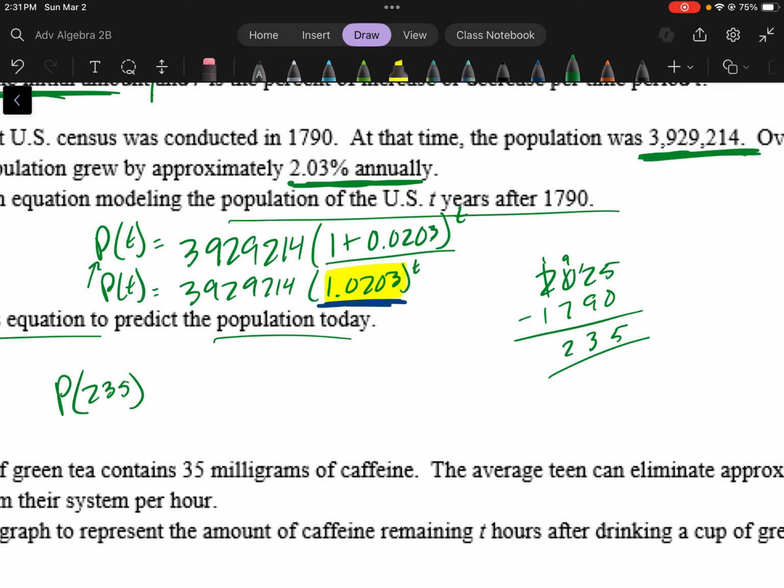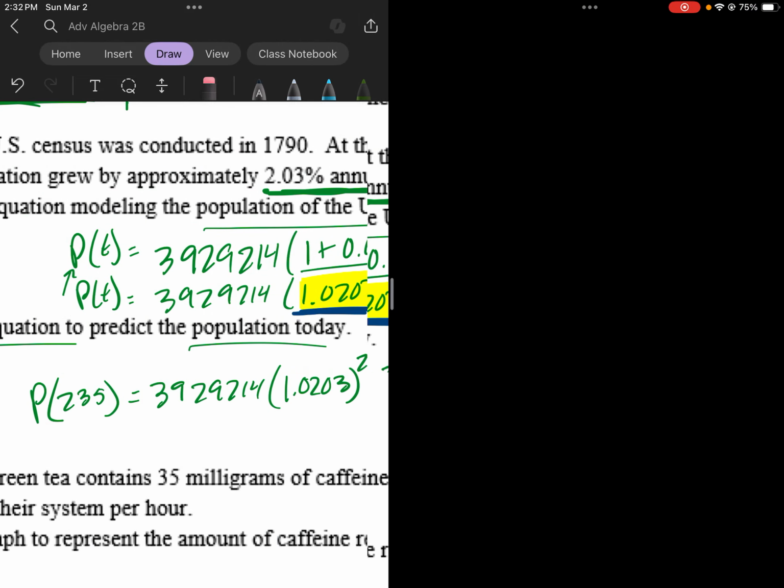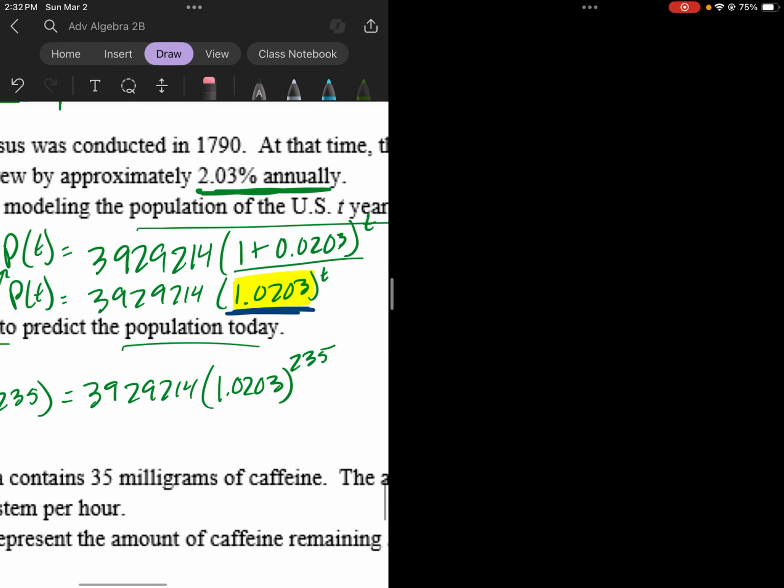So the t we're going to use, P of 235, because that's the number of years since. And then we're going to use that equation, 3929214 times 1.0203 raised to the 235th power. Understandably, there's no way we're doing that without a calculator. So let me pull up my calculator so we can get an accurate number. Let's get as close as we can on this number.